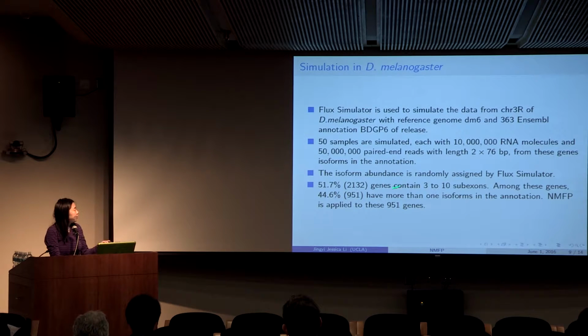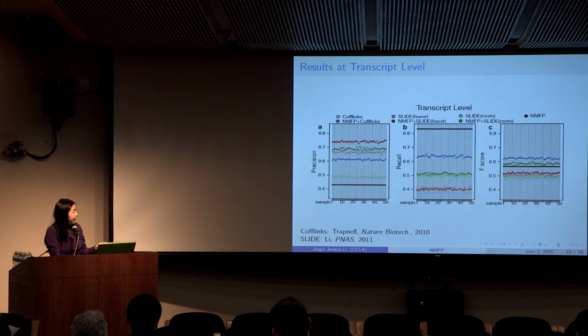We first try the method in simulation. The good thing in simulation is that we know which isoforms are true, so we set the isoforms before we generate the data. We use Flux Simulator to simulate RNA sequencing data, and this is in Fly. The result I will show here is this.